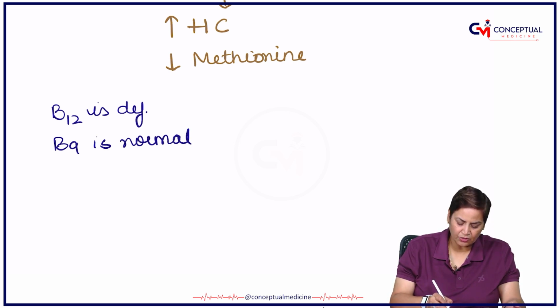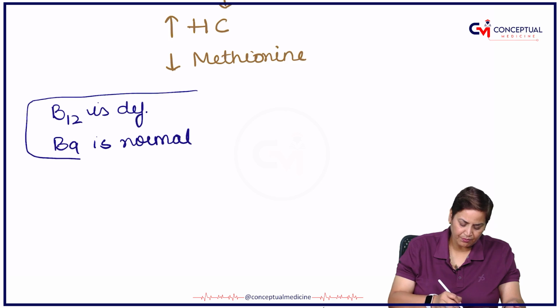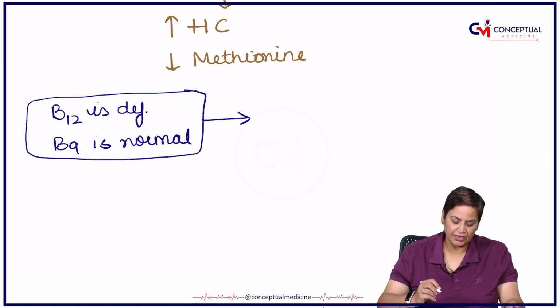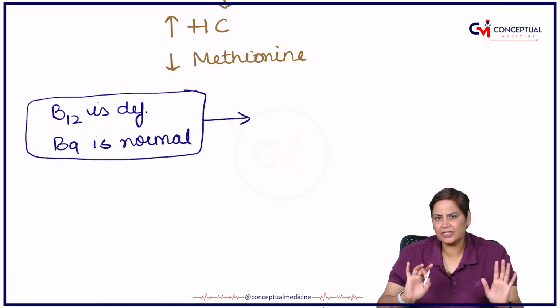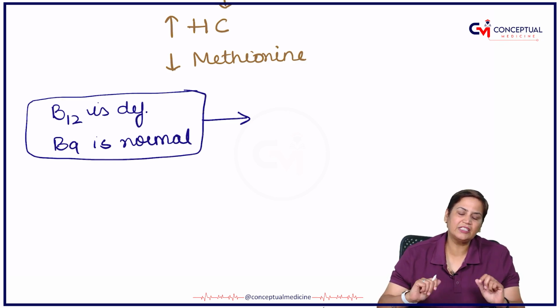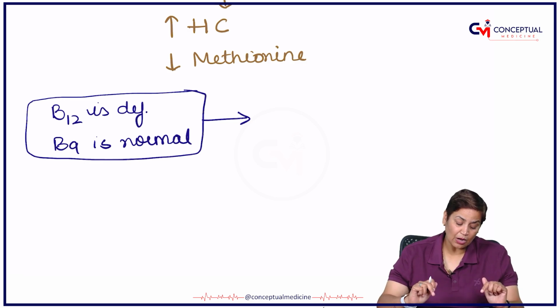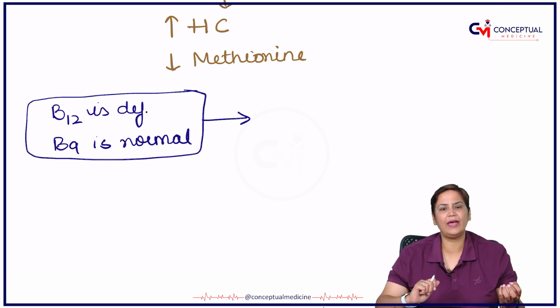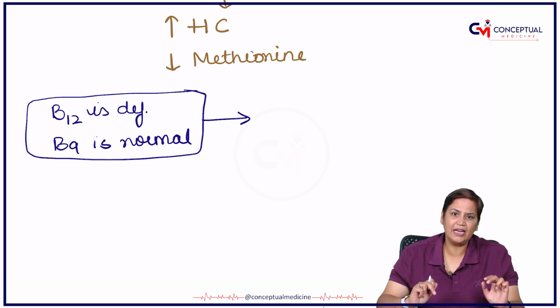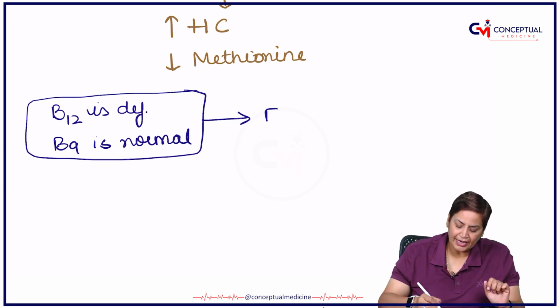There can be two scenarios. If B12 is deficient and B9 is normal, now what will happen to that patient? The folic acid concentration is normal, so folic acid will keep on donating its methyl group. Now the question is, B12 is deficient. That means the one who has to accept that methyl group is absent. So here it will lead to folate trap.